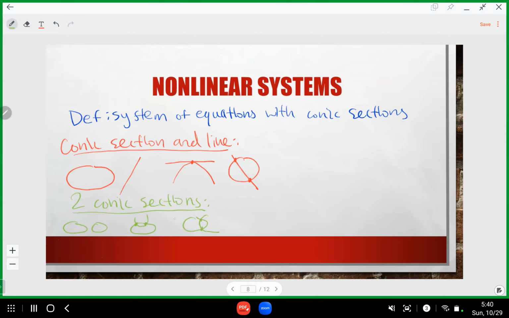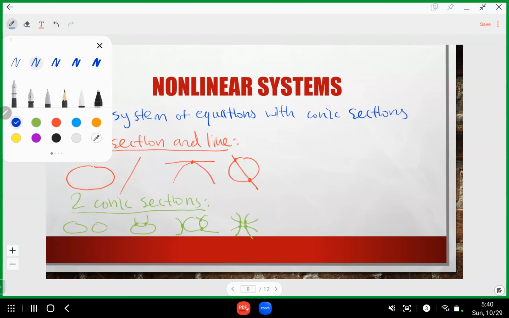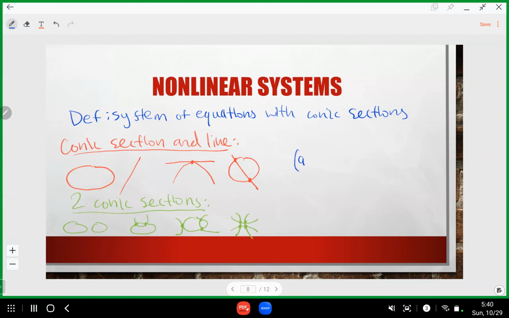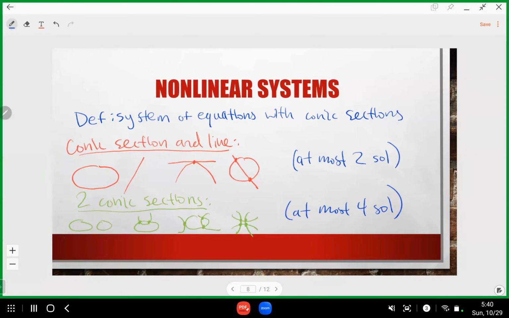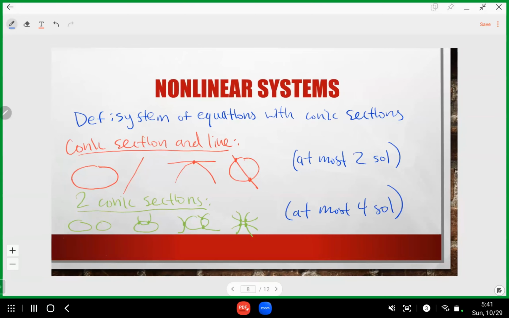One intersection, that's three intersections. Well, that's a hyperbola, technically. Or you can have two hyperbolas, and that's four intersections. So the most you can have, for each of these, is two solutions for a conic section and a line, and four solutions for two conic sections. Great. So are there any questions on this?